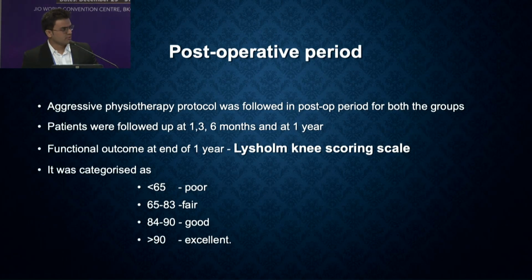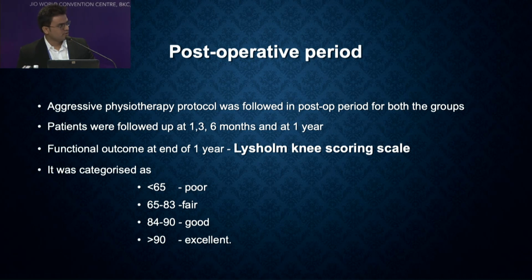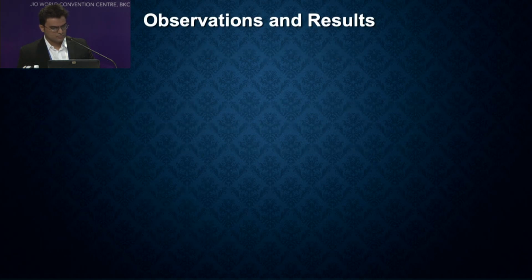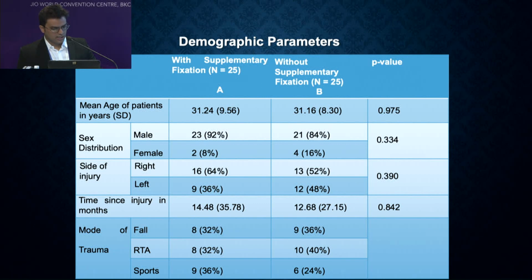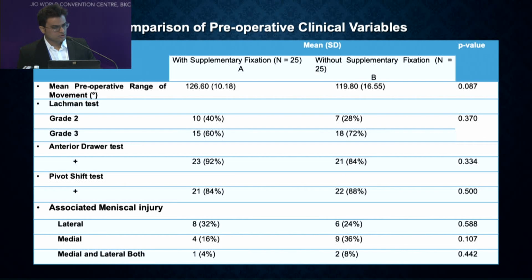In the post-operative period, all the patients followed an aggressive physiotherapy protocol and were regularly followed up to 1 year. At the end of 1 year, functional outcome was calculated using the Lysholm knee scoring scale. Here we can see that the demographic parameters of both the groups are comparable. Also, the pre-operative clinical variables are comparable between both the groups.